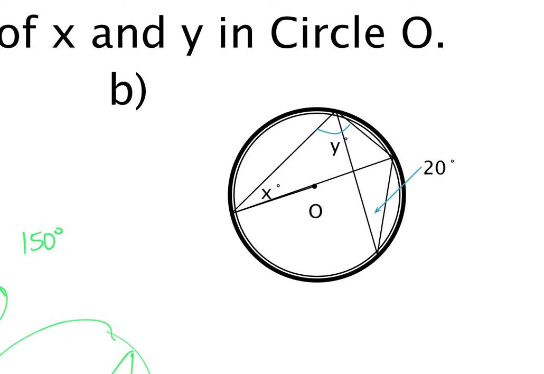Emma, what are you thinking? So x is 20 degrees because it shares the same arc as the other one. Very good. Y is 90 because y, it's a semicircle. Very good, okay? So do you guys see how this is a diameter?